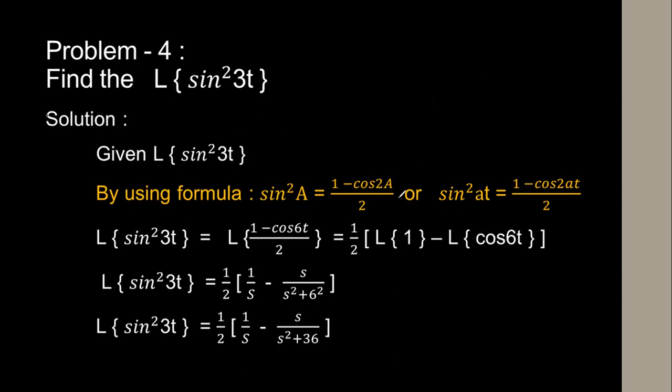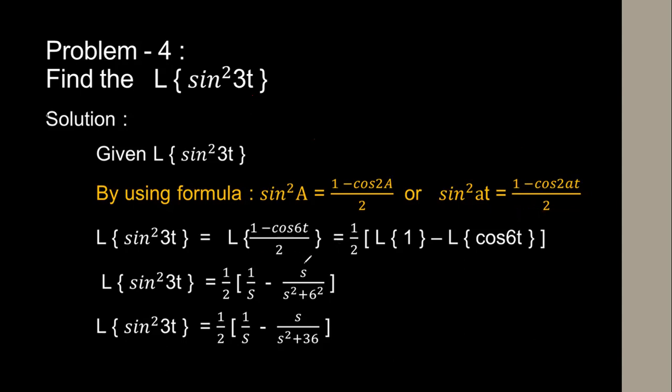So here, this is the form which is represented here. Sine square at. What is a here? 3. In place of a, we'll have the 3. So apply this formula to this function. Apply this formula to this function. Okay. Right. So if you apply this formula to this function, what will we get? 1 minus cos 2 into, what is the a value? 3. 2 into 3 is nothing but 6. 1 minus cos 6t by 2. So that is represented here.